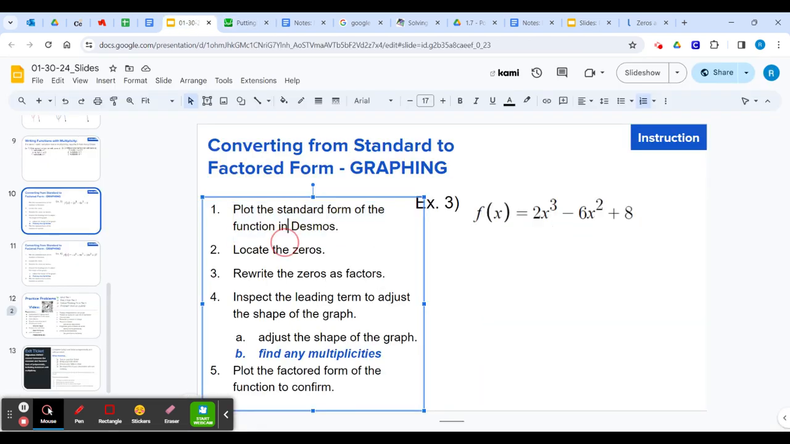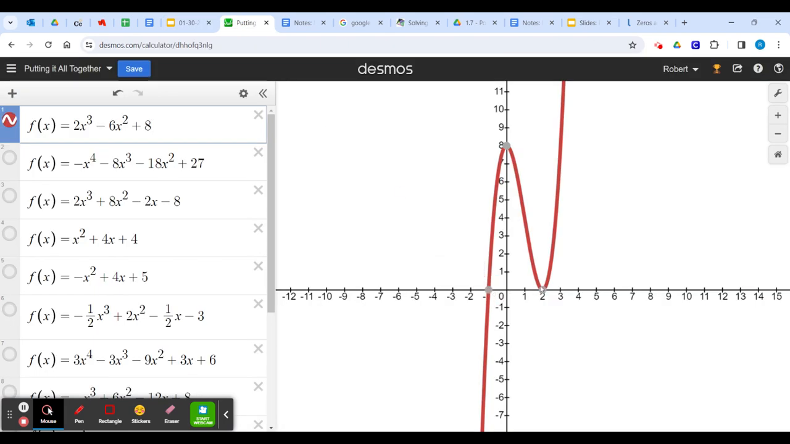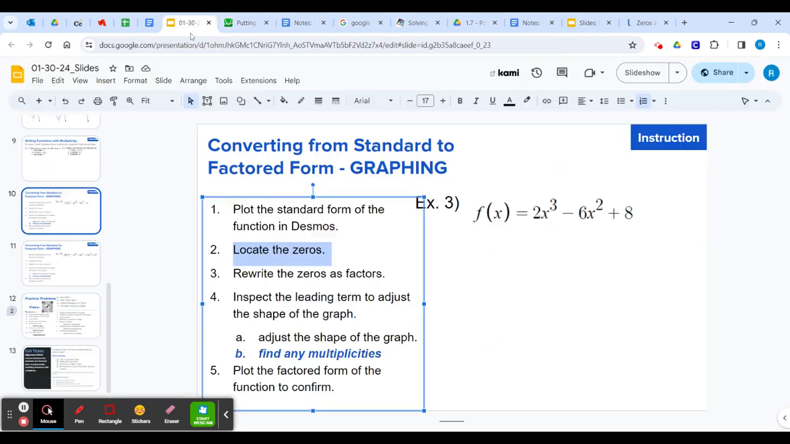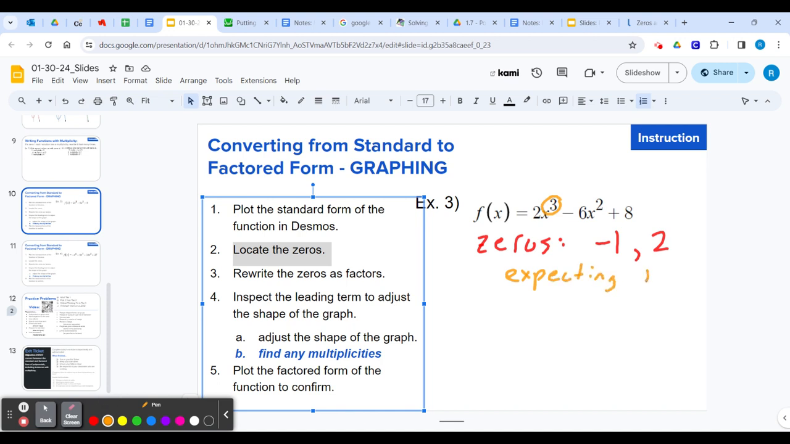Then I'm looking for the zeros. So if I look at my zeros here, it looks like they happen at -1 and 2. I'm going to write those out. Zeros at -1 and 2. And right away, I should know that I'm expecting 3 zeros because we have a degree of 3. So that means that if I have 2 and I'm expecting 3, one of them needs to show up twice.